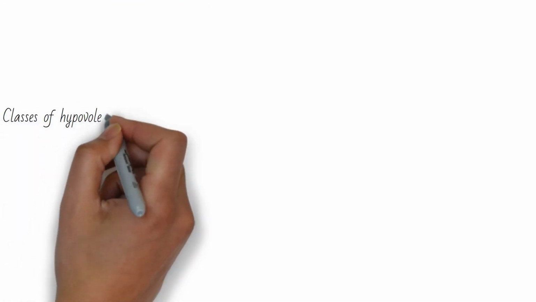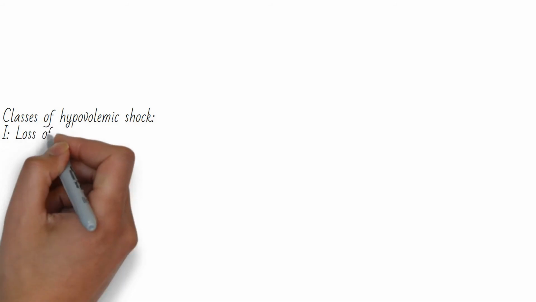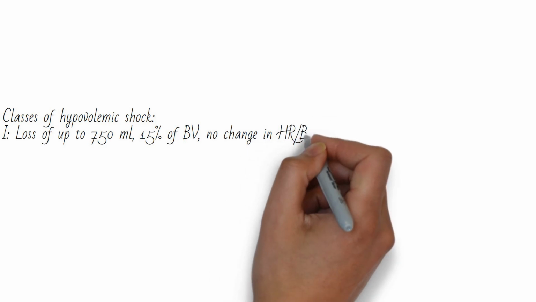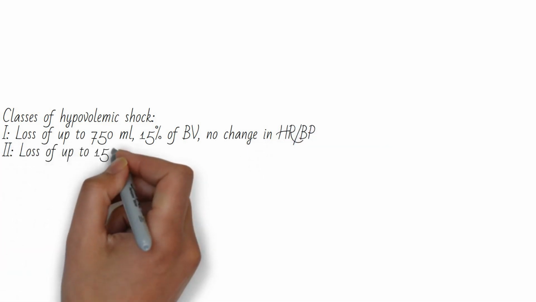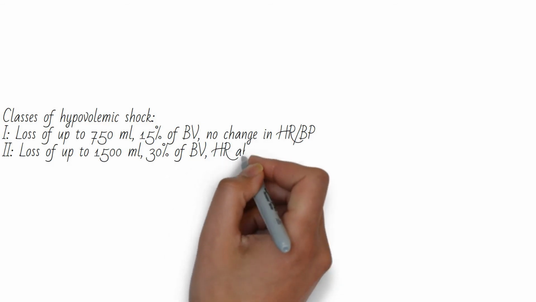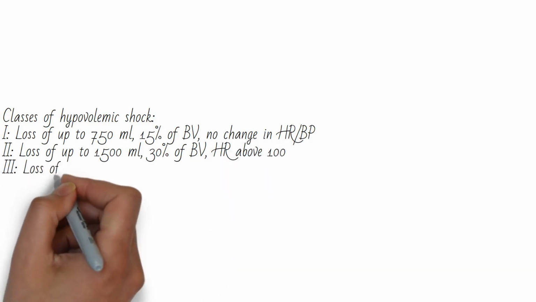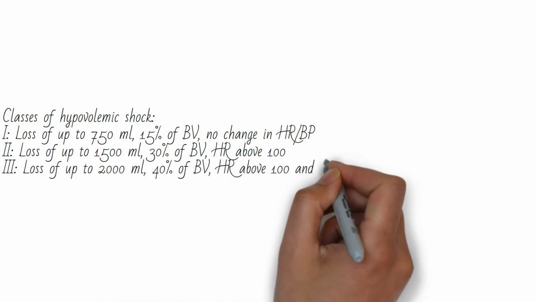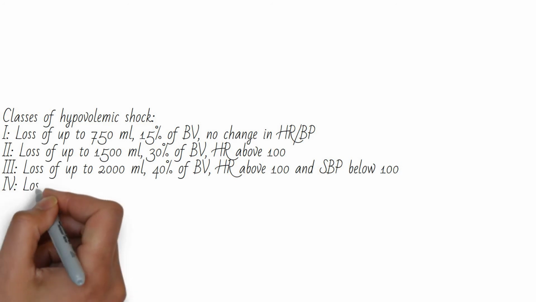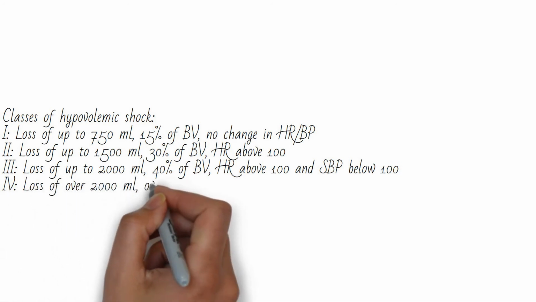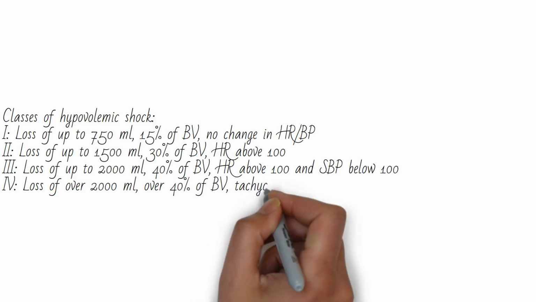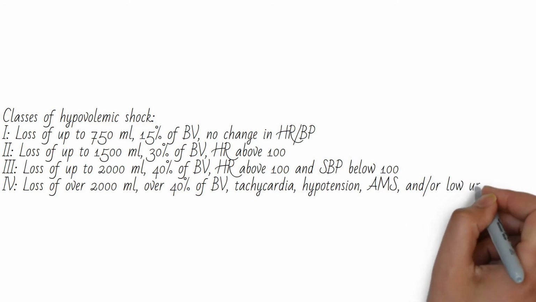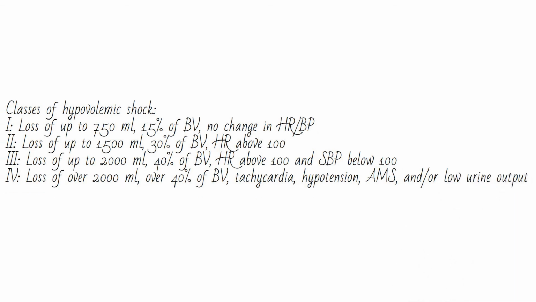Hypovolemic shock is classified as follows. The classes of hypovolemic shock are Class 1, which is a blood loss of up to 750 milliliters, which is about 15% of your blood volume. You will have no change in heart rate or blood pressure. Class 2, blood loss will make the patient tachycardic. Class 3 will make the patient more tachycardic, potentially above 120, and will also make the patient hypotensive. Class 4 will make the patient tachycardic, hypotensive, and the patient will begin to show signs of decreased organ perfusion, such as altered mental status or low urine output.